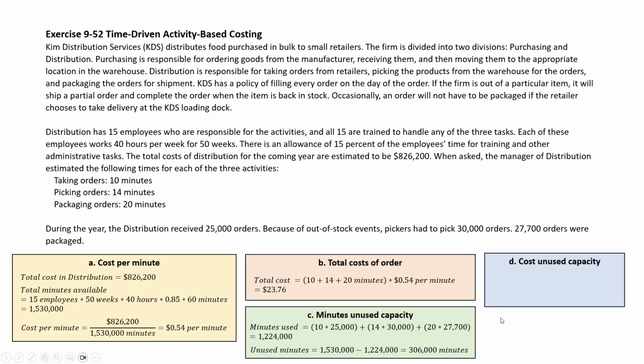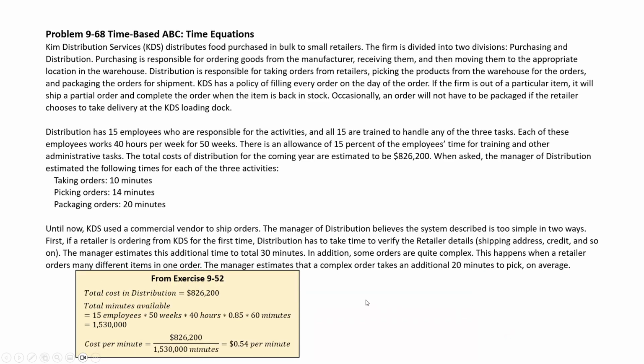Now, assign cost to the unused minutes. I'm going to take that 306,000 minutes unused times 54 cents per minute, our original calculation, and that gives me an assigned cost of $165,240 assigned to cost of unused minutes or capacity that we didn't fully tap. There is a second part to this particular problem, and I'm just going to carry over the same original cost per minute estimate of 54 cents.